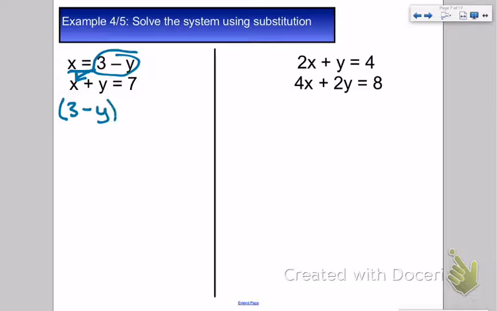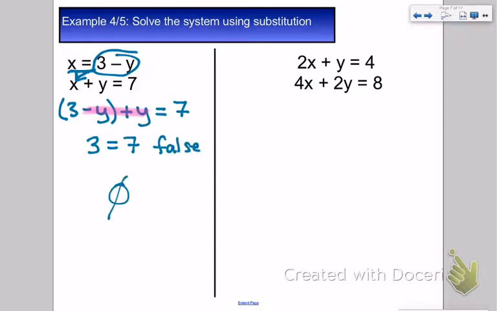3 minus y plus y is equal to 7. So that negative y and that positive y cancel out. So I'm left with 3 is equal to 7, which is false. Therefore, I have no solution to this system of equations. So we have parallel lines.